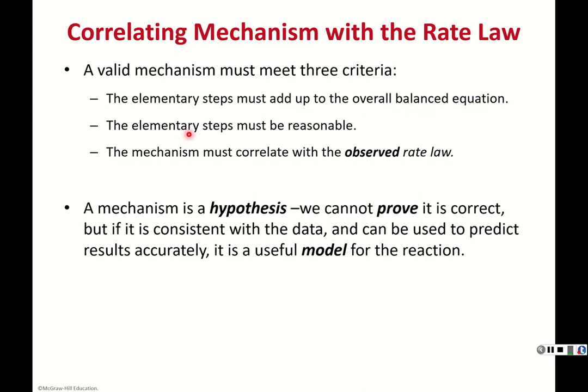Okay, the elementary steps must be reasonable. I guess everyone's definition of that might be different. But having 6 molecules coming together at the same time is probably not very reasonable. That probably doesn't happen very often. So, right, they have to be in the realm of possibility. And then finally, the mechanism must correlate with the observed rate law.